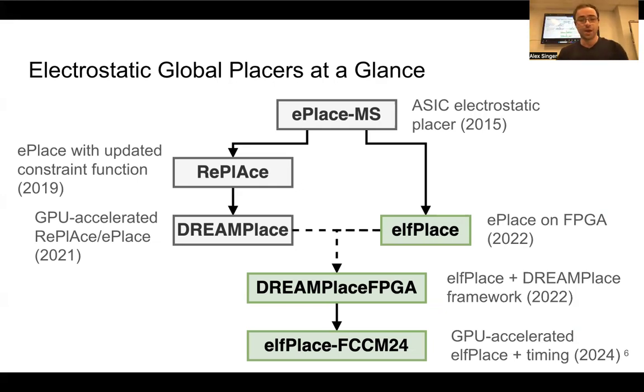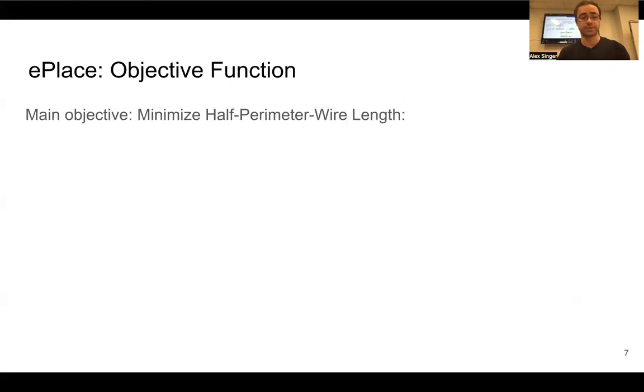I'm sorry. So the first paper we're going to be talking about is ePlace, and this is where I'm going to go really in depth into some of the mathematics, because it's important to understand the rest of the flow by delving deep into this. So first of all, it's good to look at the objective function. The objective function for most ASIC analytical placers, if not all of them, is to minimize half-perimeter wire length.